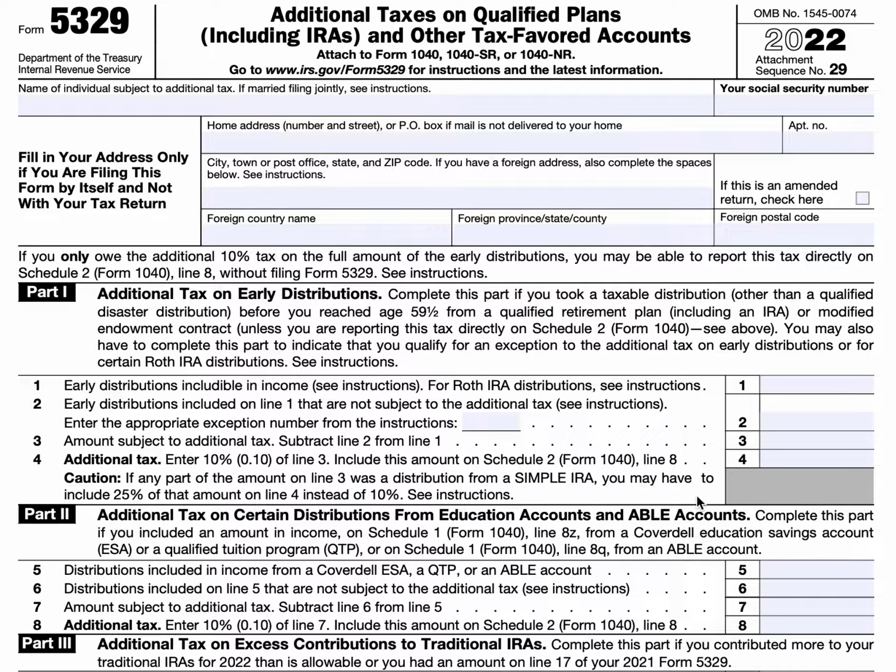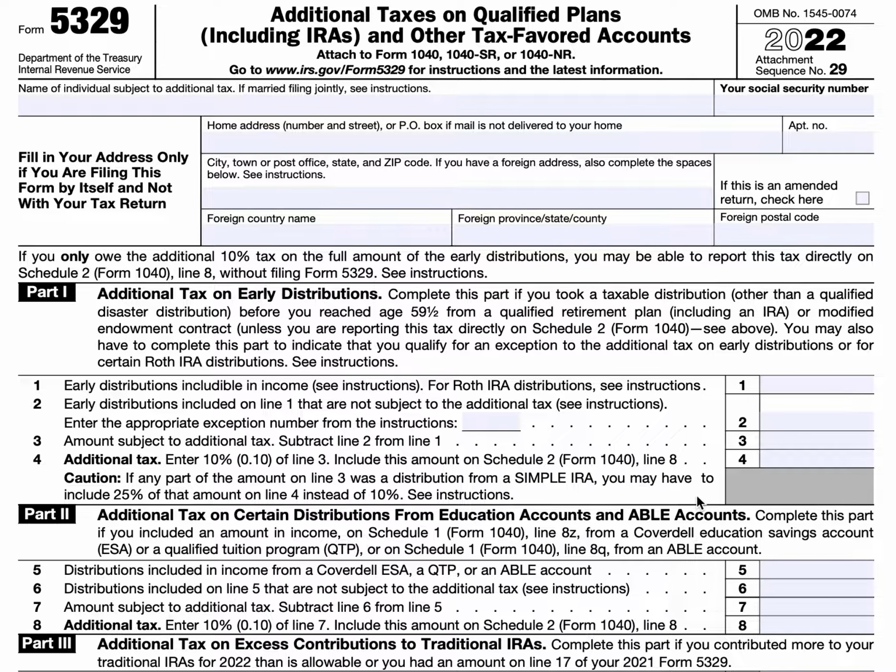1. You received a distribution from a Roth IRA and either the amount on line 25C of Form 8606, Nondeductible IRAs, is more than 0, or the distribution includes a recapture amount subject to the 10% additional tax, or it's a qualified first-time homebuyer distribution.